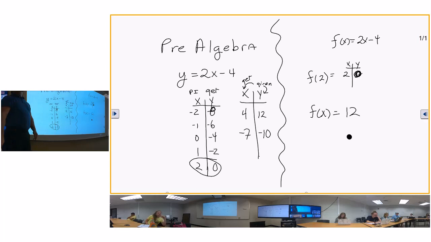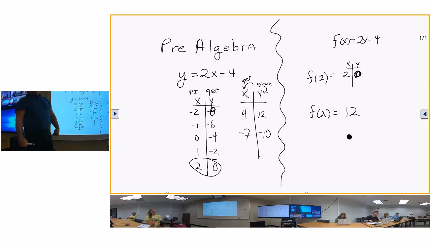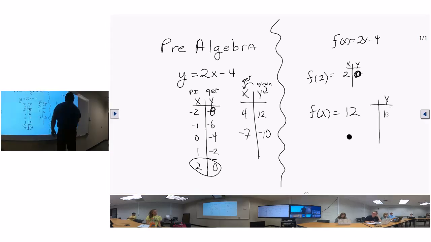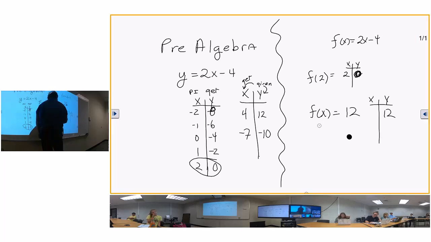Right there. So what do you think f of x is equal to 12 means? Mr. Bays? Add, x is 4. Well, let's plug it in. 12 goes in, minus 4, yes. It'd be what? x is equal to 4. This is the same as y is equal to what? Because f of x is a fancy way of writing what?